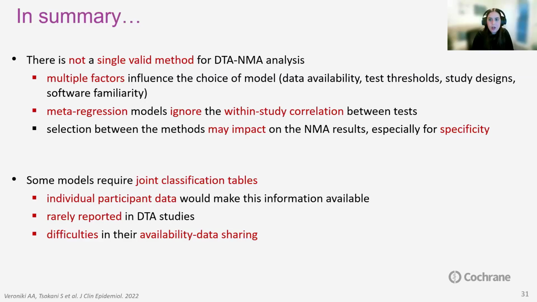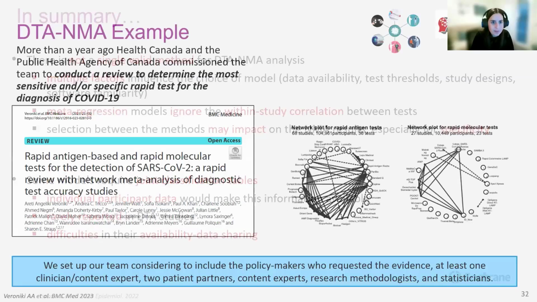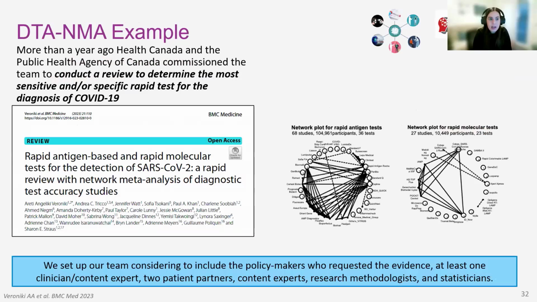And now I'm going to go through an example of a diagnostic test accuracy network meta-analysis. More than a year ago, Health Canada and the Public Health Agency of Canada commissioned the team to conduct a review to determine the most sensitive or specific rapid test for the diagnosis of COVID-19. So the team was set up to include policymakers who requested evidence, at least one clinician and content expert, two patient partners, content experts, research methodologists, and statisticians.